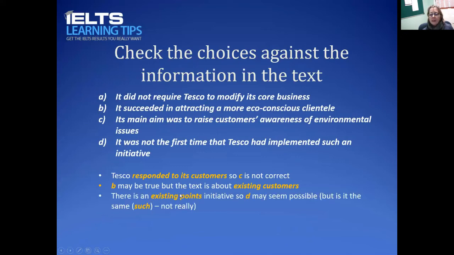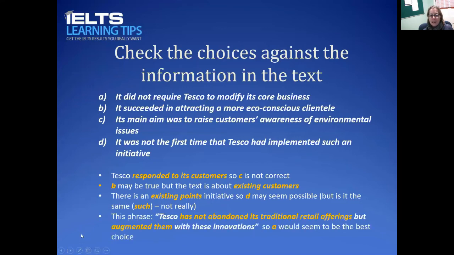There is an existing point system already, so we're looking at D now as a choice. So that might be a possibility. However, it says such an initiative, which suggests that it's the same. And in fact, the existing point system was nothing to do with the environment or environmental issues. So it was not the same. So it's unlikely that it's D. And that means that A is going to be the correct answer.